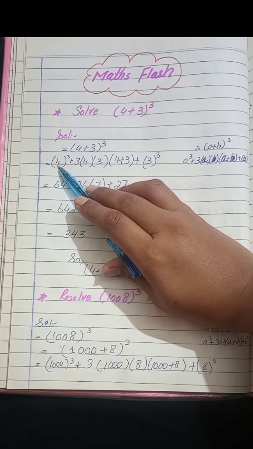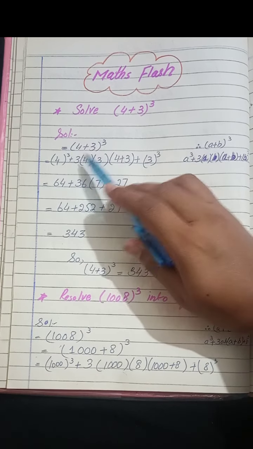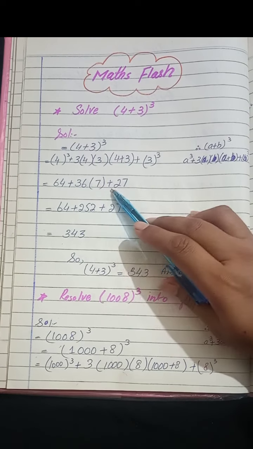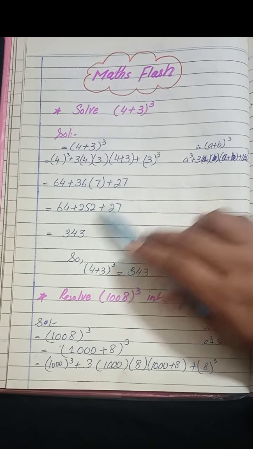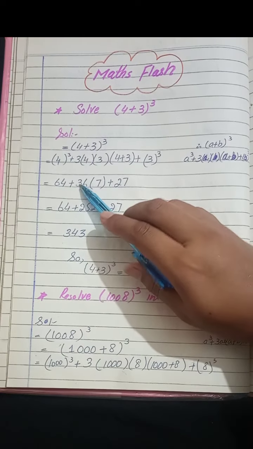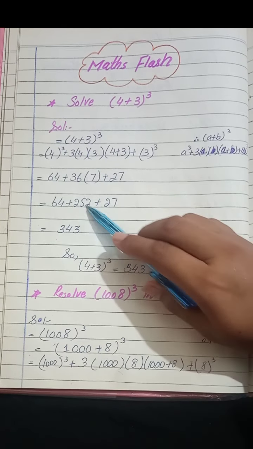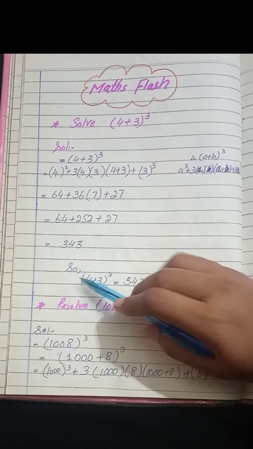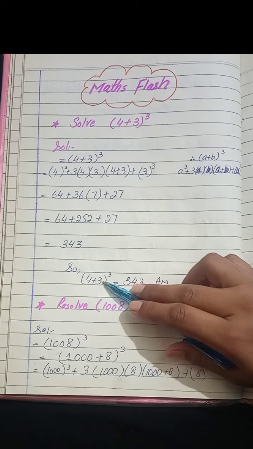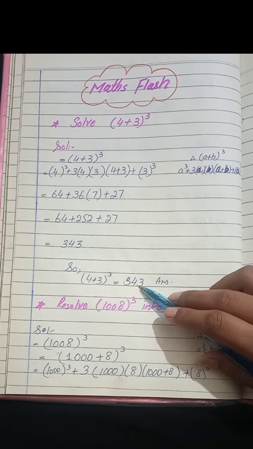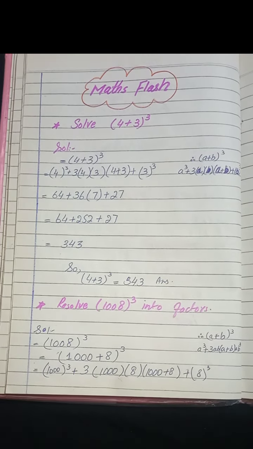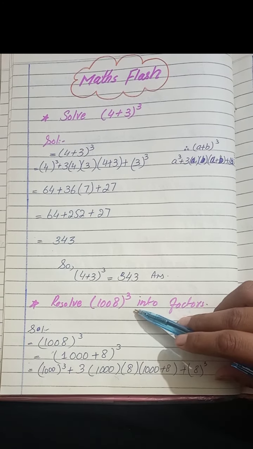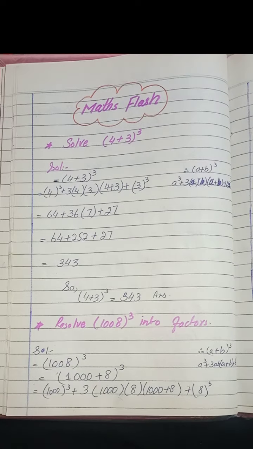4 4s are 16, 16 4s are 64, plus 3 3s are 9, 9 4s are 36. 4 and 3 we have 7, plus 3 cube is 27. Now 64 plus 36 multiplied by 7 we have 252, plus 27, add the values, we have 343. It means that (4 plus 3) whole cube is equal to 343.